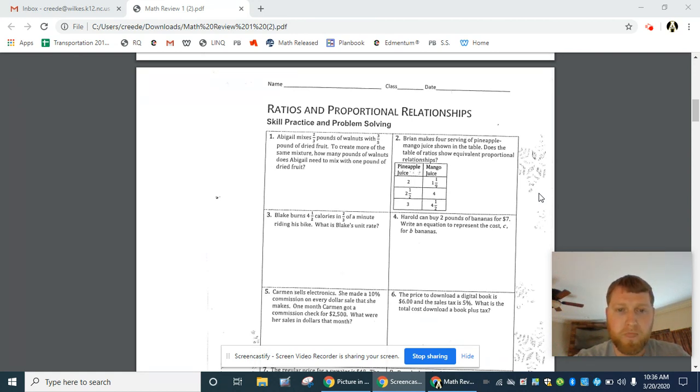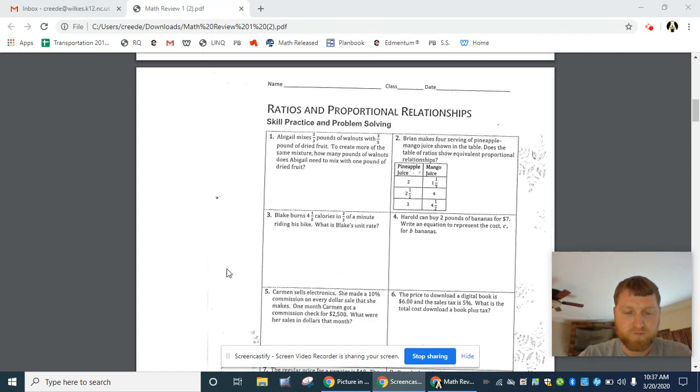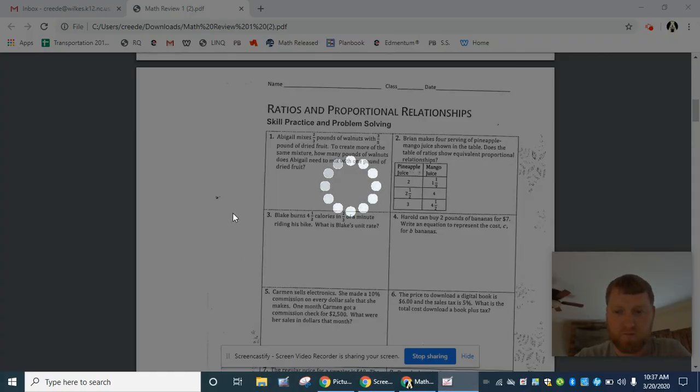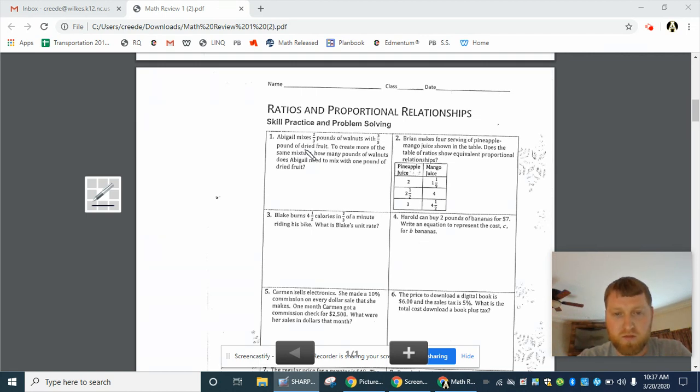Okay. All right. So Abigail mixes 2/3 pounds of walnuts with 3/5 pounds of dried fruit to create more of the same mixture. How many pounds of walnuts does Abigail need to mix with 1 pound of dried fruit? Okay. So let me pull up my pen here. Right now we're focusing on the 3/5 pounds of dried fruit. We have to make this into 1 pound. Well, you could do that by adding another 2/5 pound of dried fruit. That would make it that right there.